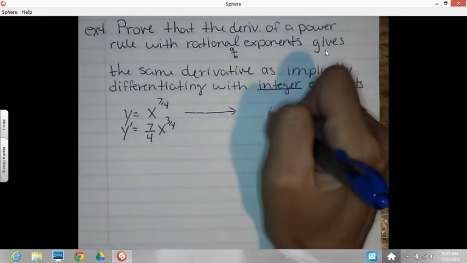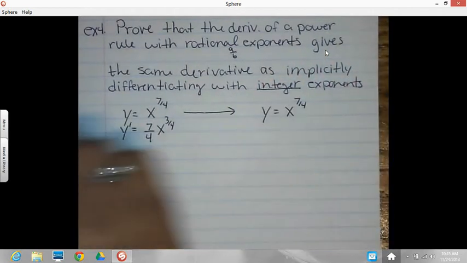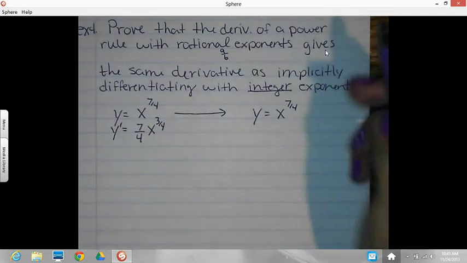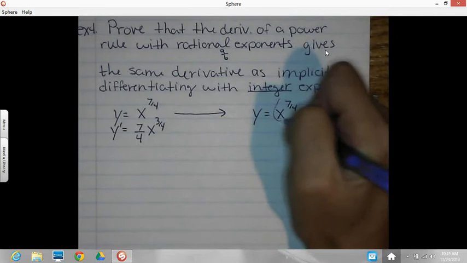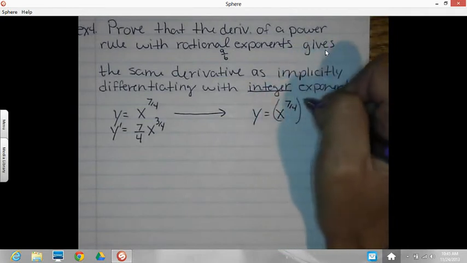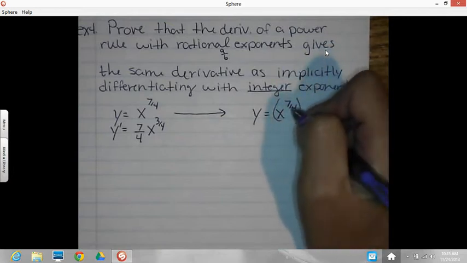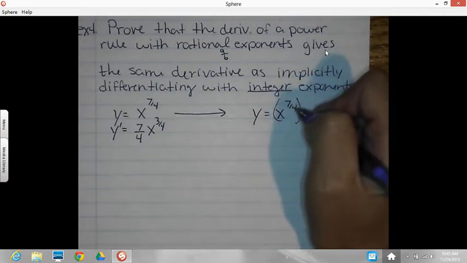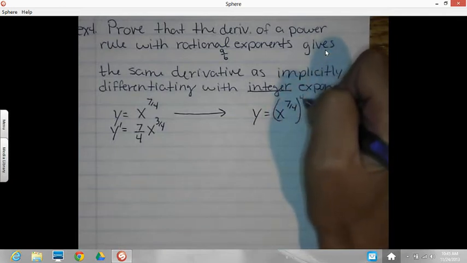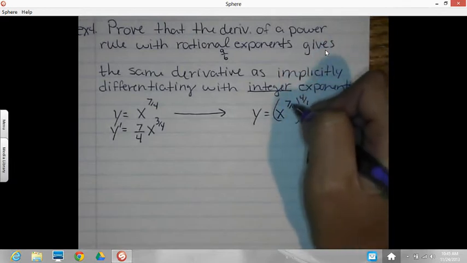So I'm going to start it as y equals x to the 7/4. So you have to ask yourself, I need to get this down to an integer, not a rational exponent. So what can I raise this to that will get me an integer here instead of this fraction? So I want the denominator to go away. And remember, when it's a power to a power, you multiply. Well, what I would want to multiply by, because I want to cancel out the 4, is 4 over 1. Because when I multiply, the 4s will cancel. That will leave me with x to the 7th.